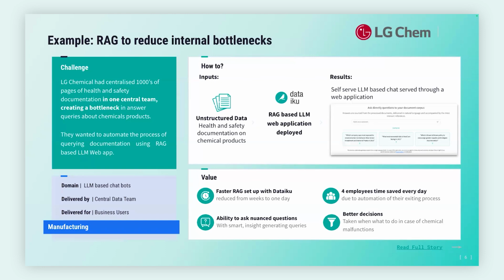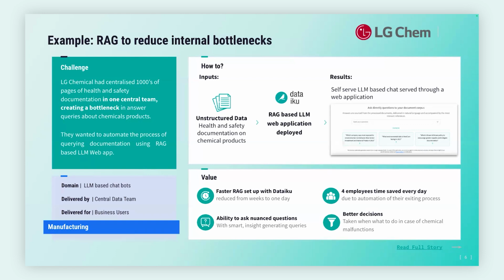So I believe that a concrete business example is worth 1,000 words. So let's take two examples that we have implemented with our customers at Dataiku. First, LG Chemical. Here we find a very common pattern for RAG use cases. An internal support team within your company creates a bottleneck because it receives too many employees' inquiries.